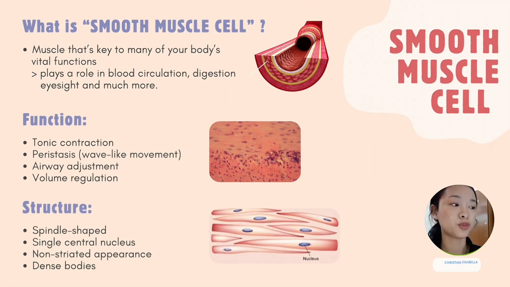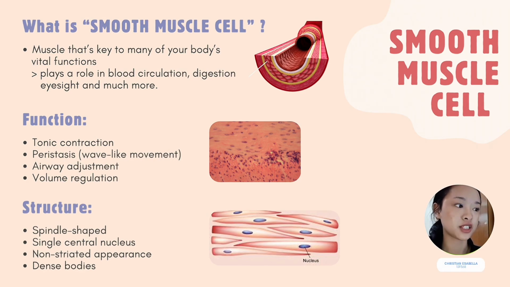Smooth muscle cells are key to many of our body's vital functions, playing a role in blood circulation, digestion, eyesight, and much more. So now let's move on to the functions of this cell. First, they perform tonic contraction, which means they can stay partially contracted for long periods without getting tired. This is important for keeping our blood pressure maintained.